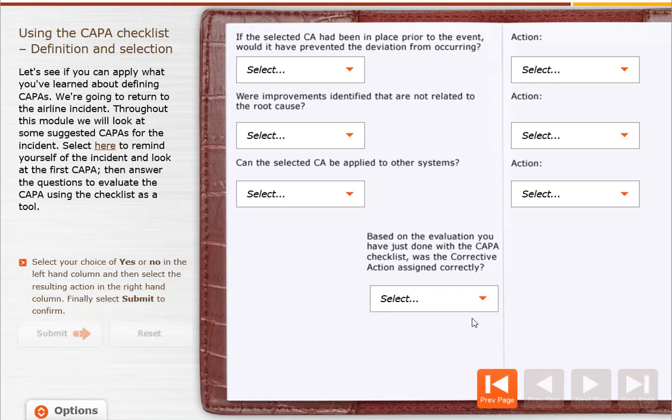Let's see if you can apply what you've learned about defining CAPAs. We're going to return to the airline incident. Throughout this module, we will look at some suggested CAPAs for the incident. Select the link to remind yourself of the incident and look at the first CAPA. Then answer the questions to evaluate the CAPA using the checklist as a tool.